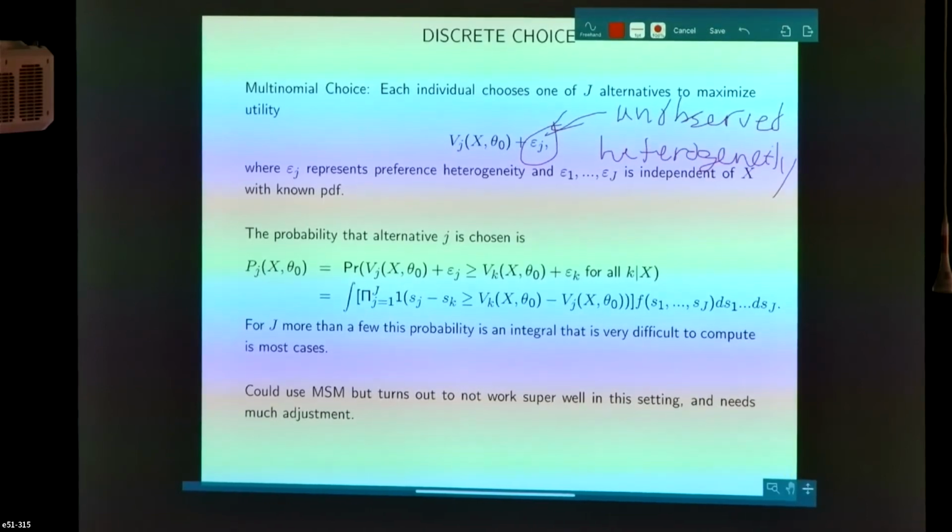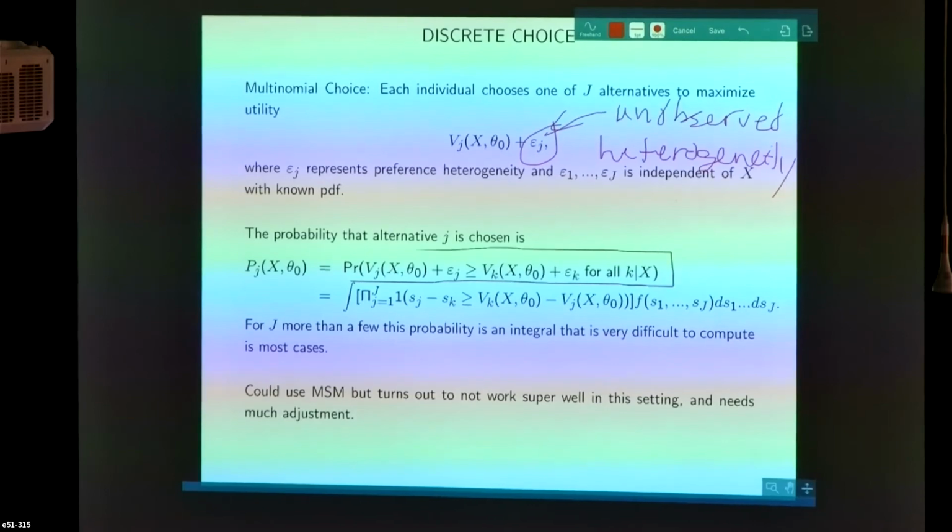Okay, so you're going to make the choice which has the biggest utility. This is the classic multinomial choice model, where the utility is a part that depends on observed data and parameters and a part that's unobserved, and you take the sum of the two. Then the probability of the jth choice is the probability that the jth utility is the highest. You can write that as the probability that Vj(x, theta naught) plus epsilon j is greater than or equal to Vk(x, theta naught) plus epsilon k for all k.